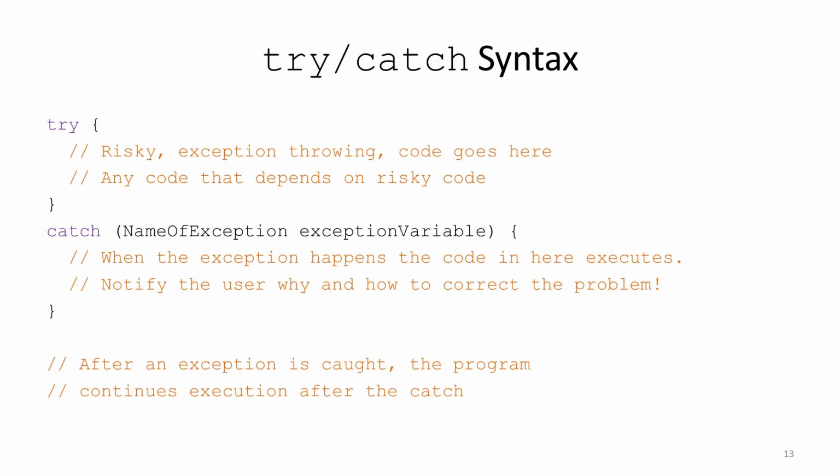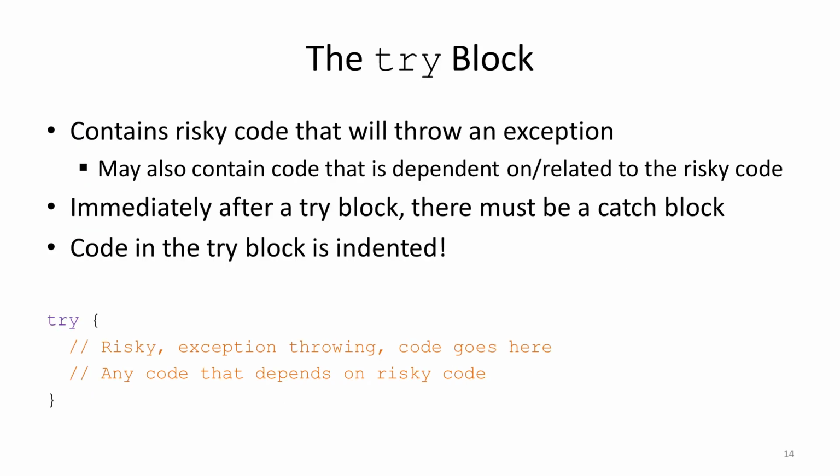So let's break this down, the try and the catch. So the try block contains risky code that will throw an exception, but it also may contain code that is dependent or related to that risky code. Immediately after a try block, there must be a catch block. So you cannot just have a standalone try, there must be a catch. You cannot have any executable code between the try and the catch. That will be a compiler error if you do that.